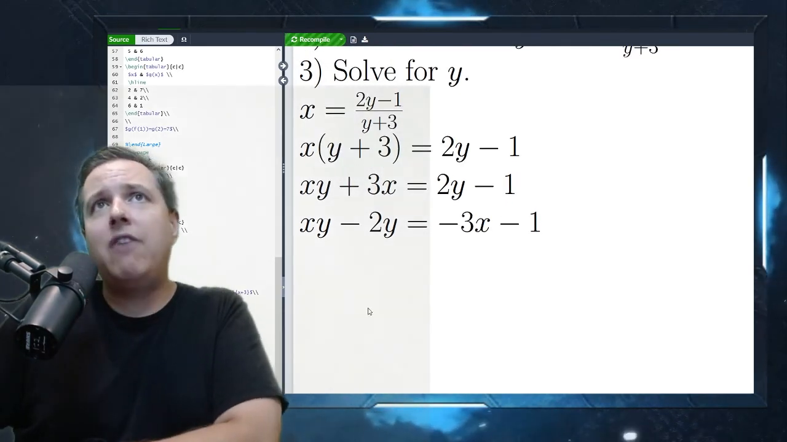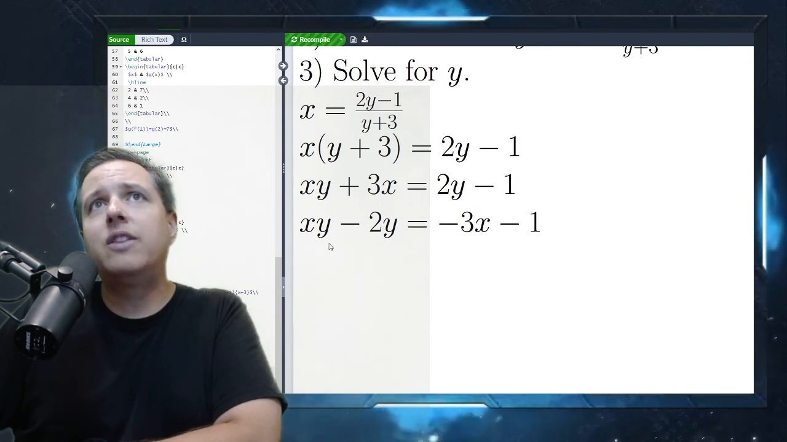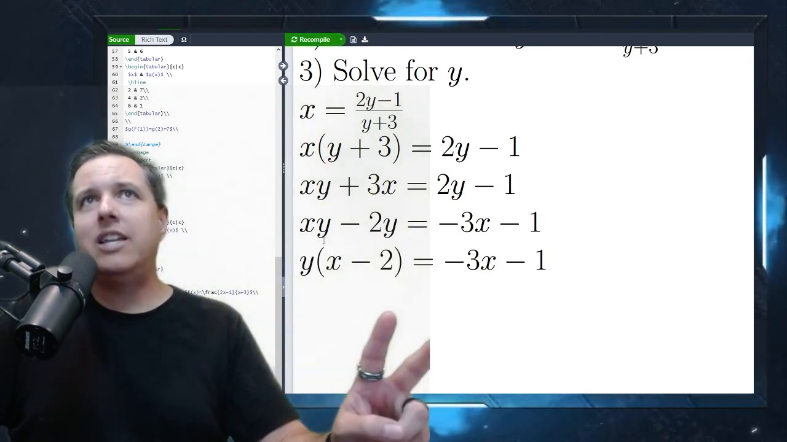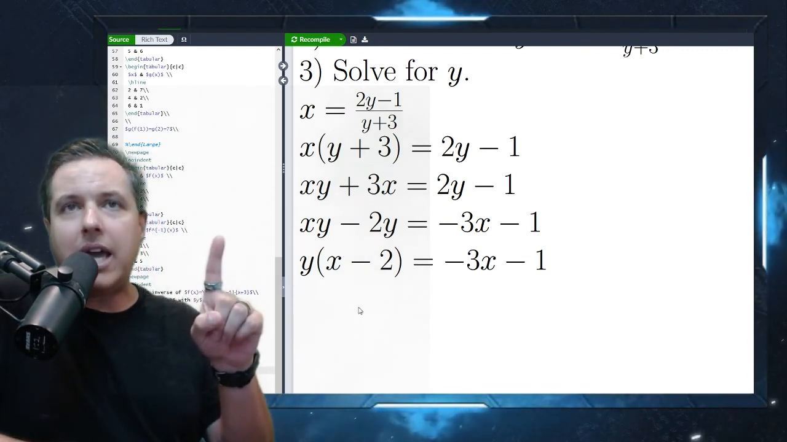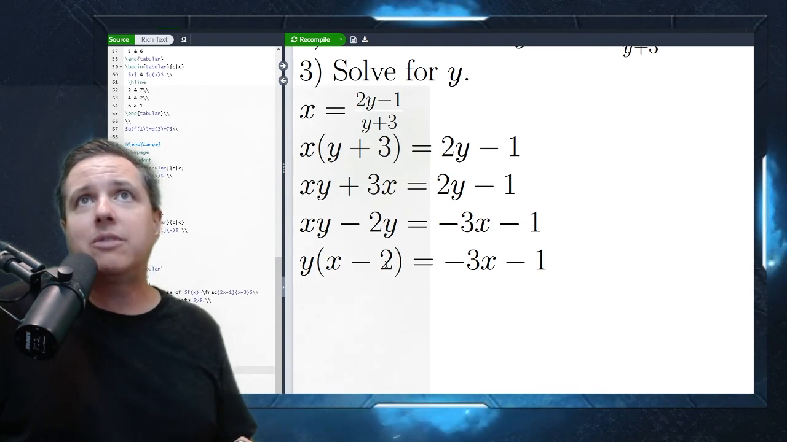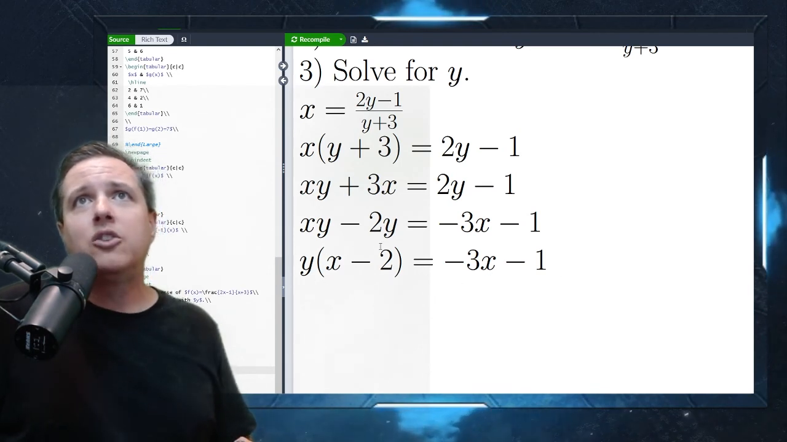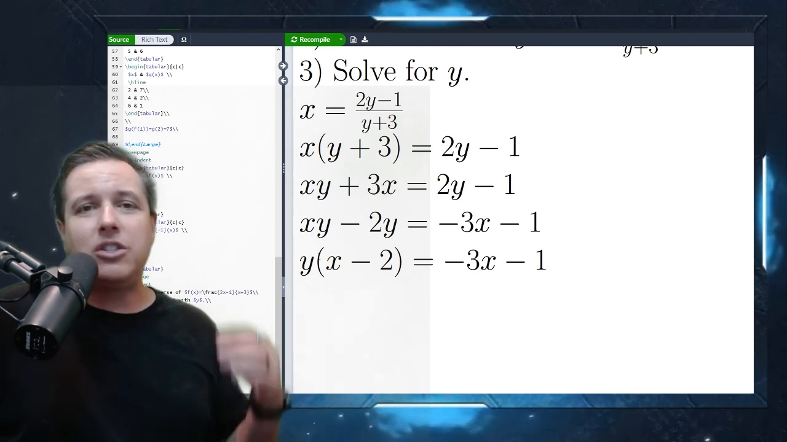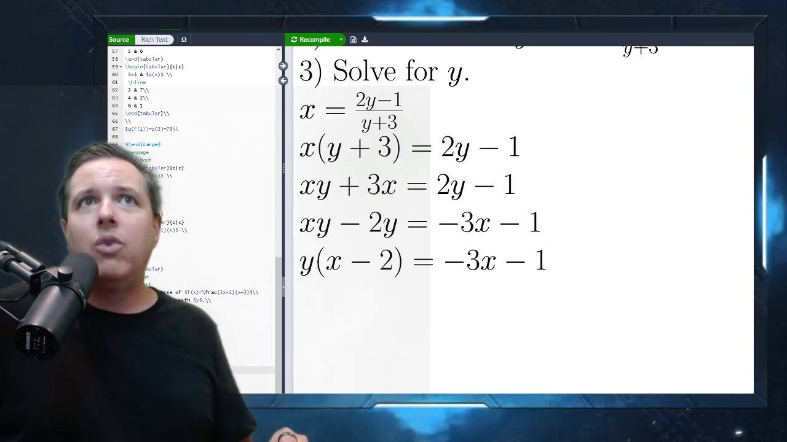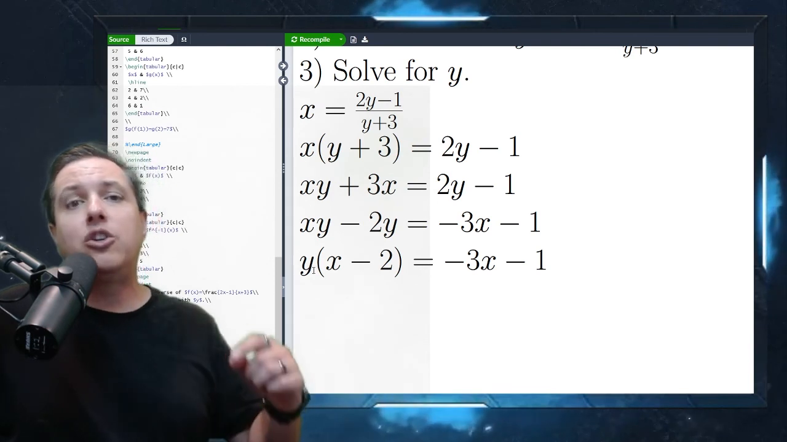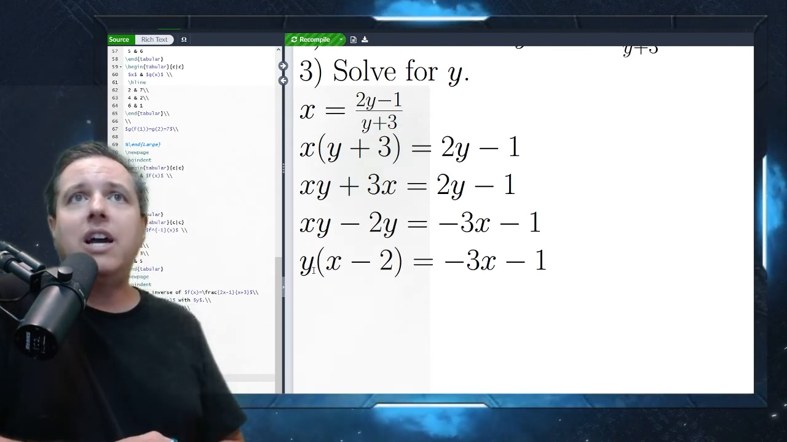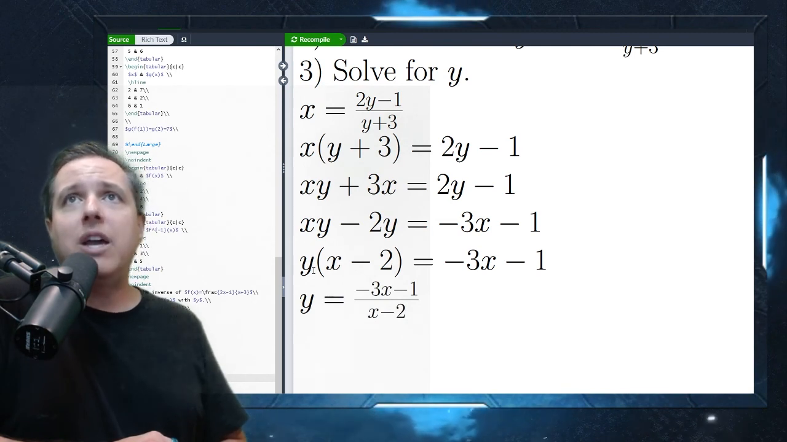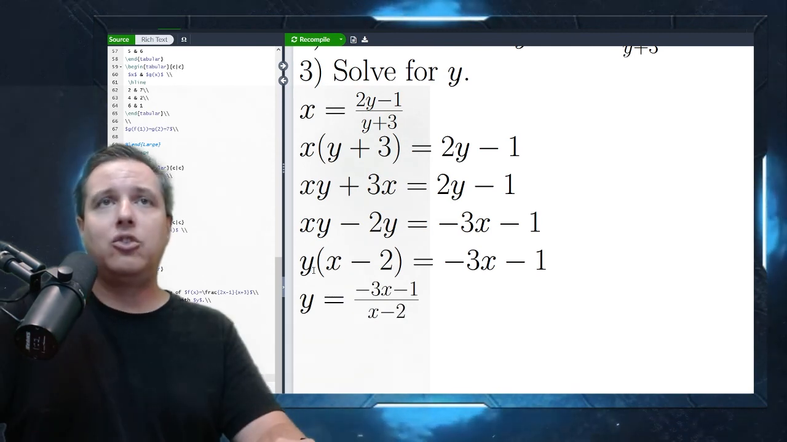Now what we do when we have our y terms together, I'm going to factor this y out. And that takes care of our second issue of having two y's. Now look at that. Once we factor the y out, we're down to just one y. So that's great. We have y times x minus 2 equals negative 3x minus 1. So basically, these parentheses is just some junk multiplying our y. Well, if we have junk multiplying our y, then we should divide that junk out. And that's basically what our last step is: we're dividing both sides by x minus 2, and we end up with y equals negative 3x minus 1 divided by x minus 2.